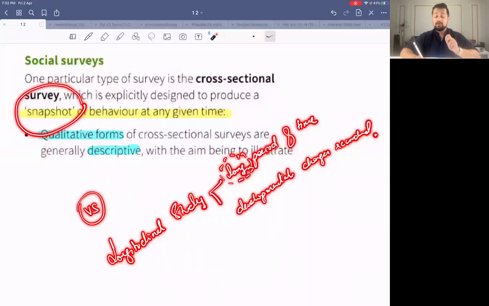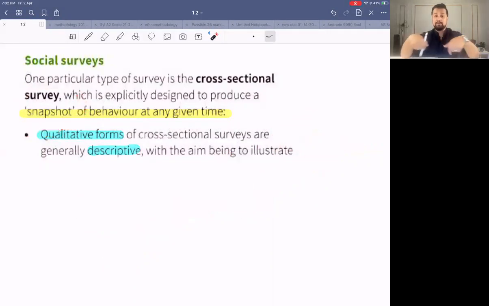The opposite of a longitudinal study is a snapshot study, a study that gives you an idea about the behavior at a particular time, right? For instance, if you're talking about collecting data through a single questionnaire or by merely interviewing someone once, it is just giving you an idea about what that particular person feels about that particular event, issue, situation as you speak to them, not beyond. So, one particular type of survey is the cross sectional survey, which is explicitly designed to produce a snapshot of behavior at any given time.